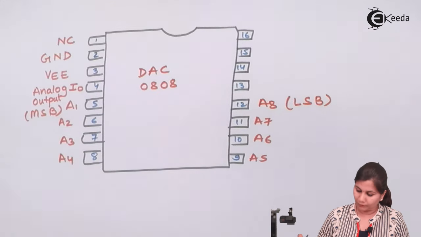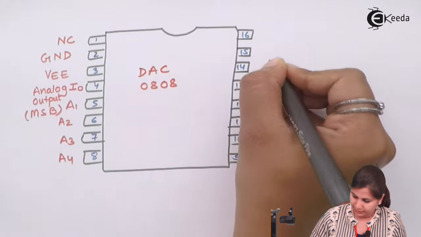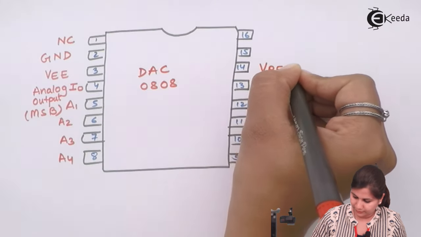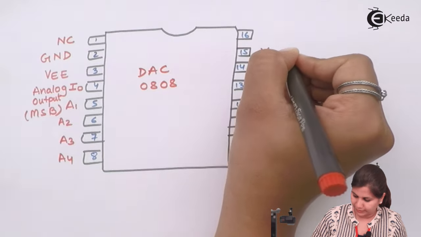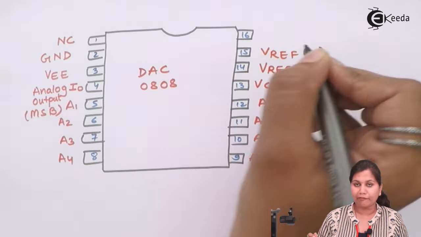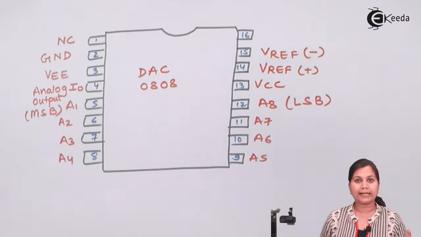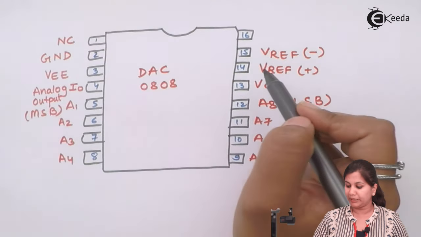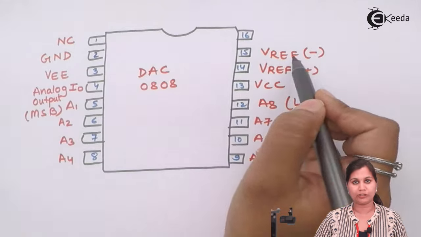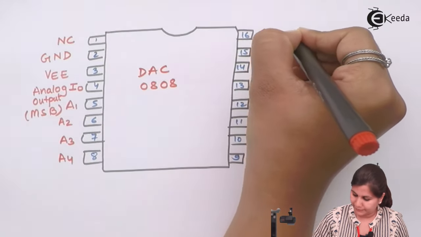Then pin number 13 is VCC, then V reference positive, V reference negative. There is a reference external signal, and the external signal can have positive or negative polarity. So if the reference external signal is positive, it will be connected here. If it is negative, then it will be connected here. Then 16 is for the compensation.